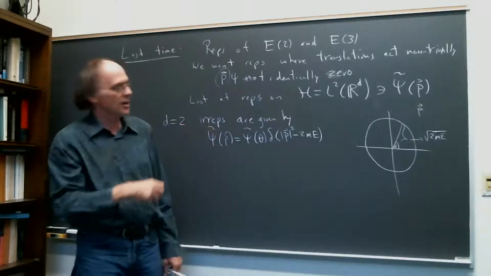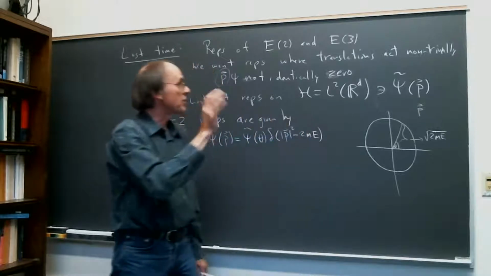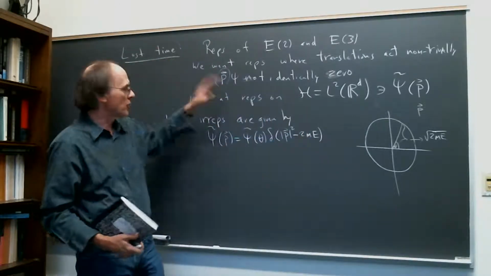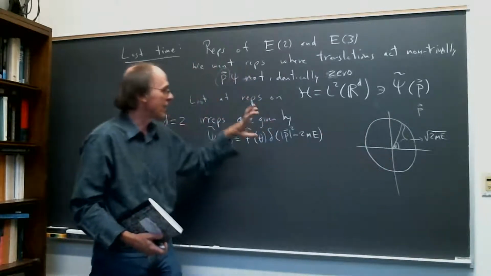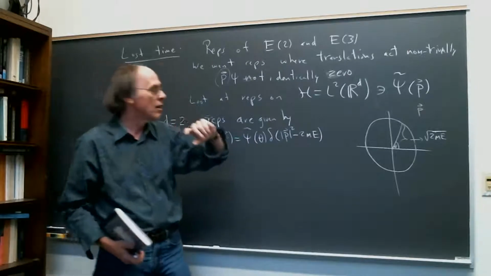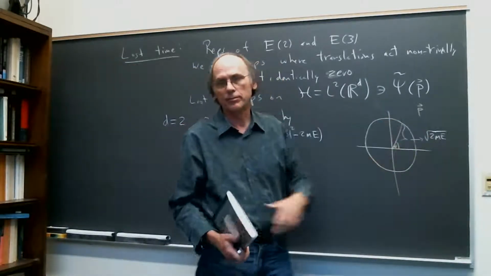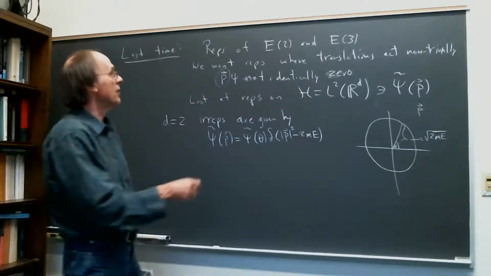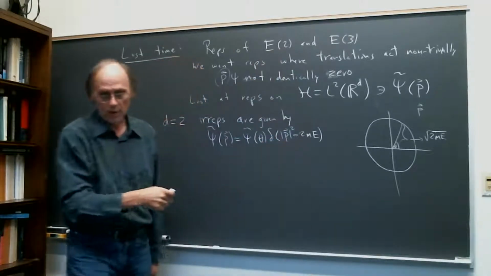Then you can write down what translations, the p vector, do to these functions, and you can write down what rotations, the l vector, do to these functions. They just rotate you around the circle. I wrote all that out in detail, and so you can see how the whole group E2 acts on these functions.